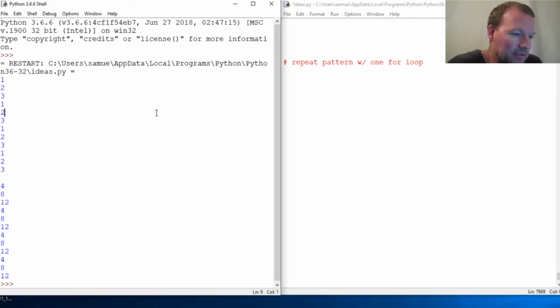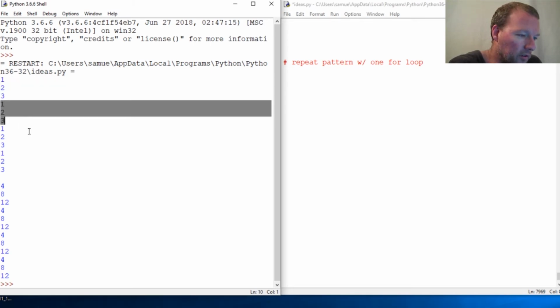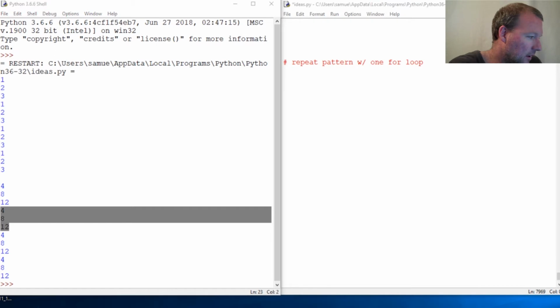Just was talking about this just the other day with a student. The more you understand the problem, the more the solution presents itself. Think about a riddle. The riddle always has the solution inside of it. So, all right, here we go. What is a way with one for loop to repeat these patterns? And even this right here. So, all right, let me show you.